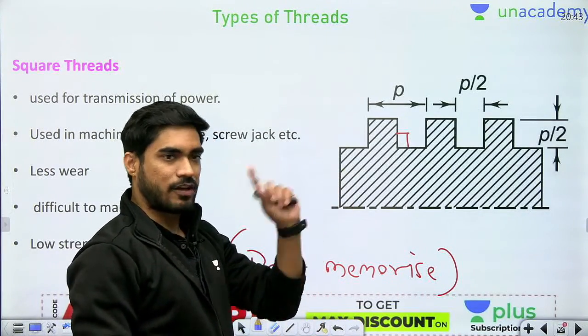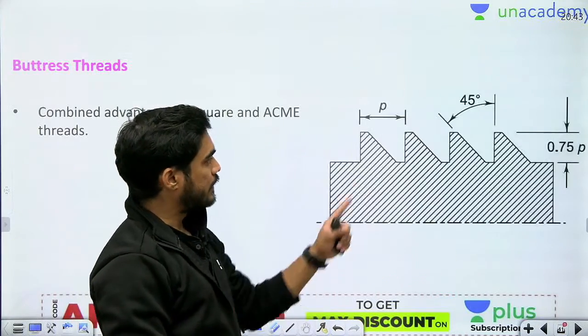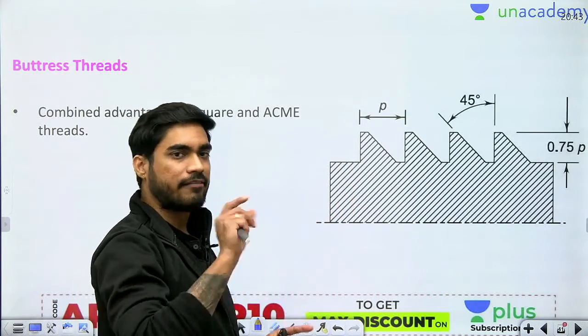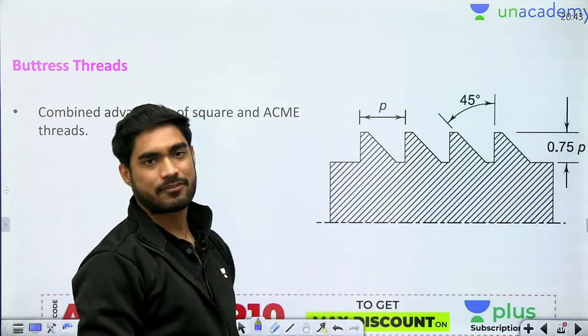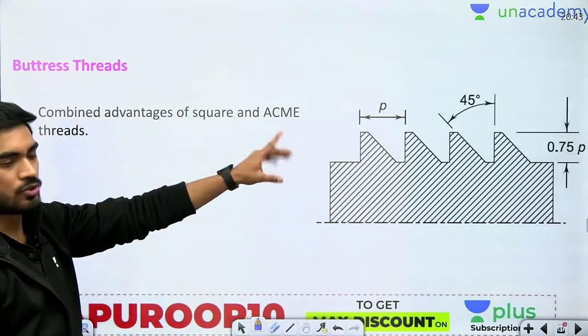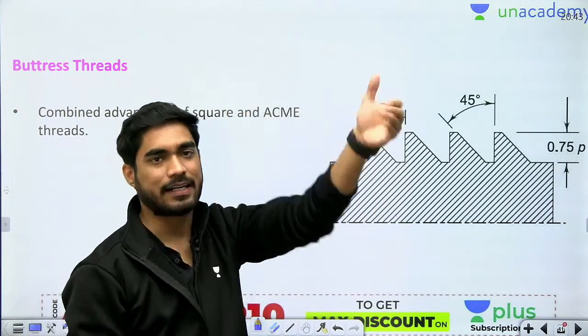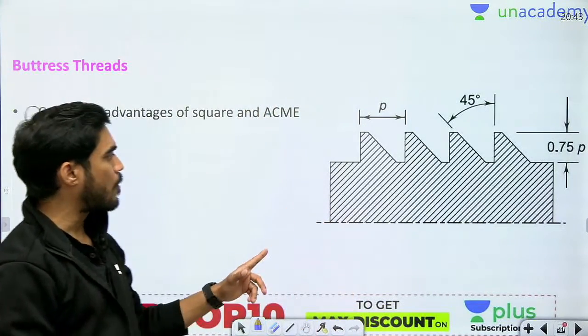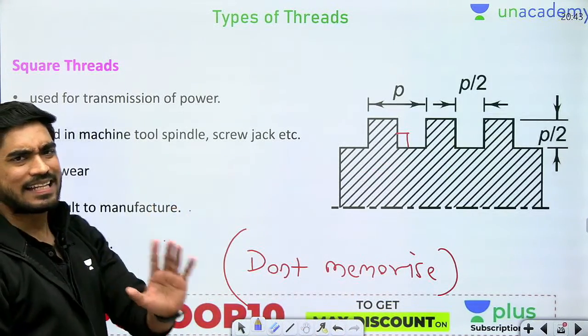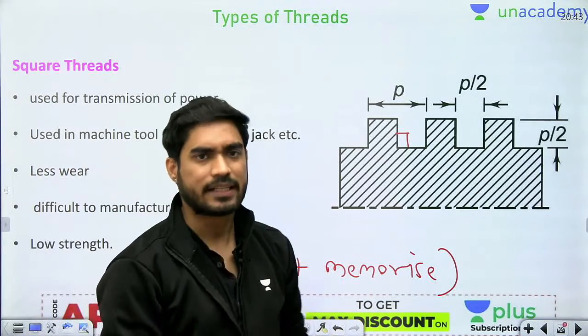These two threads can transfer power in both directions, but this thread can transfer power only in one direction. Power transfer in the other direction is not possible. Okay, so this is used only if you want to transfer power in one direction. So this is a combination of these two. So just keep this much in mind, and you don't need to remember anything else.